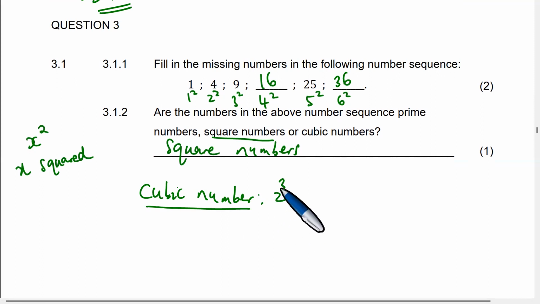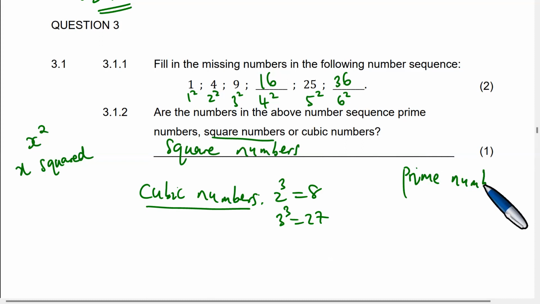That would be 2 cubed. 3 cubed. So these are like cubic numbers. What is a prime number? Can you give me examples of prime numbers? So 2, 3, 5, 7, 9, 11, 13.